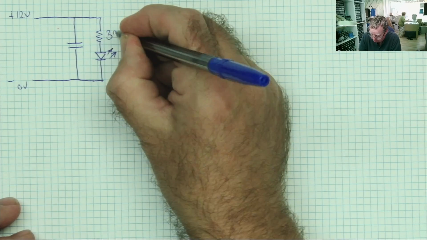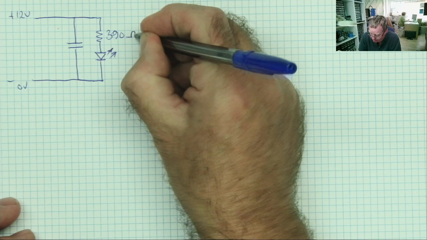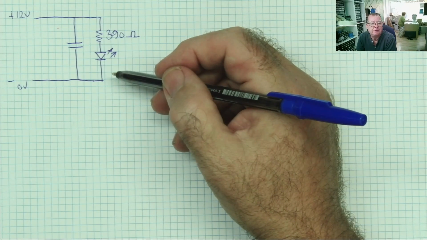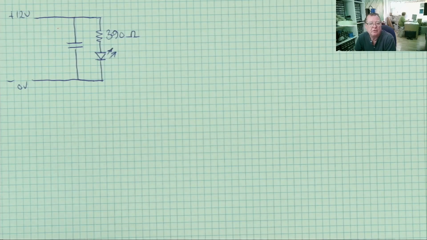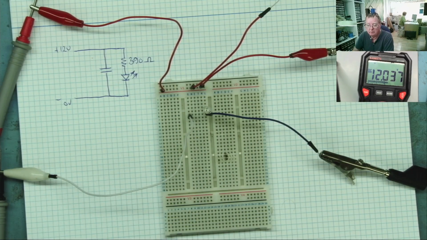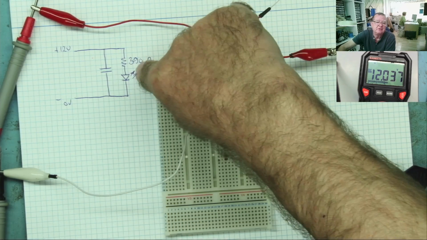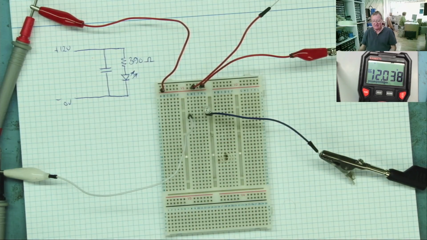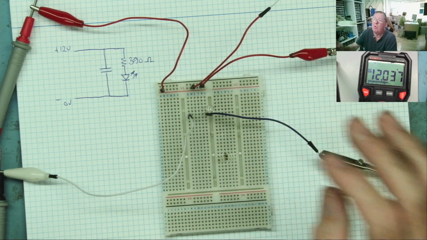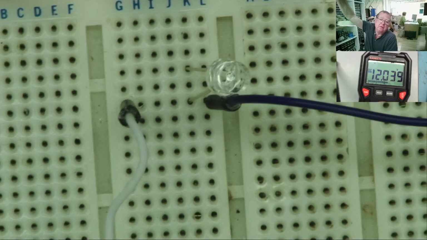I'm going to put a 390 ohm resistor in here. That's just to prevent too much current flowing through the LED. Otherwise, the LED won't like it. In fact, I will show you that straight away. And here is our circuit on the breadboard. But what I've omitted at the moment is this resistor. So the LED isn't actually connected at all. It's there, you can see one end of it goes nowhere.